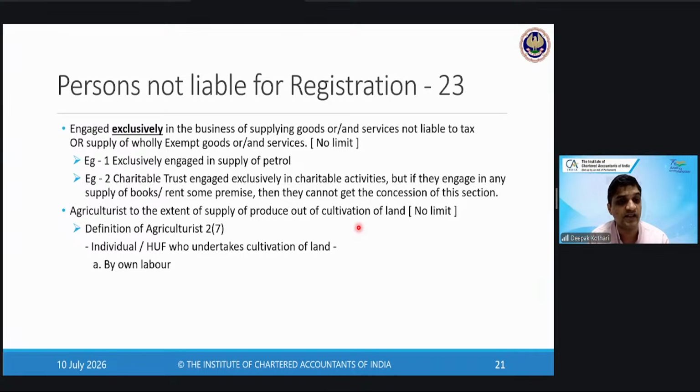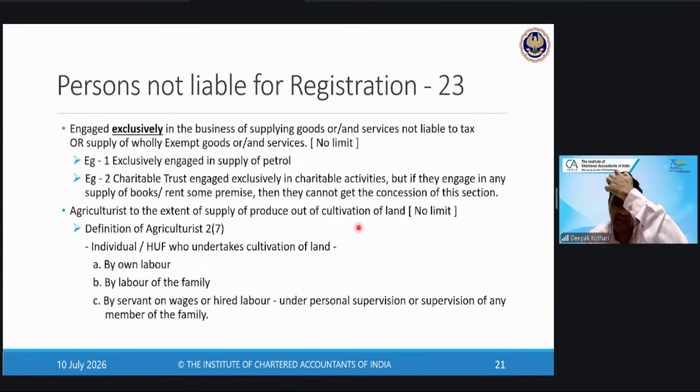Definition of agriculturist is an individual or HUF who undertakes cultivation of land either by his own labor or by his family or by hiring laborers. So whichever way he runs the agriculture farm, he is called an agriculturist.